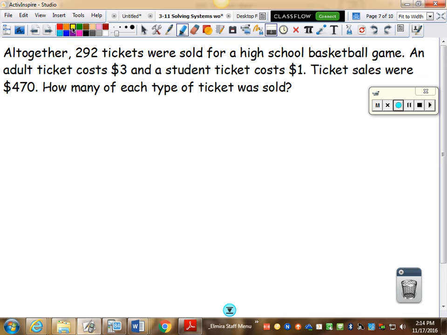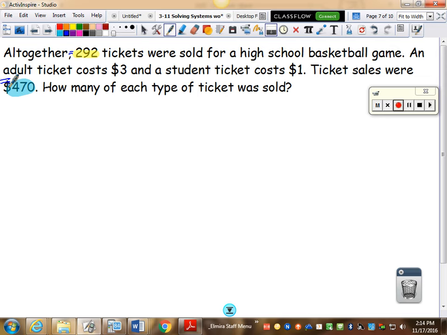So that, to me, 292 sounds like a total. An adult ticket costs $3 and a student ticket costs $1. Ticket sales were $470. That also sounds like a total to me, so that also gets an equal sign. How many of each type of ticket were sold?